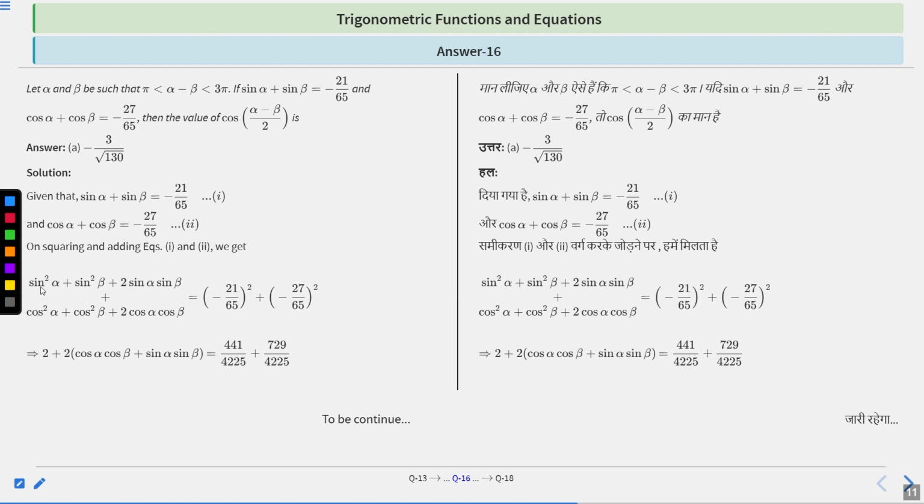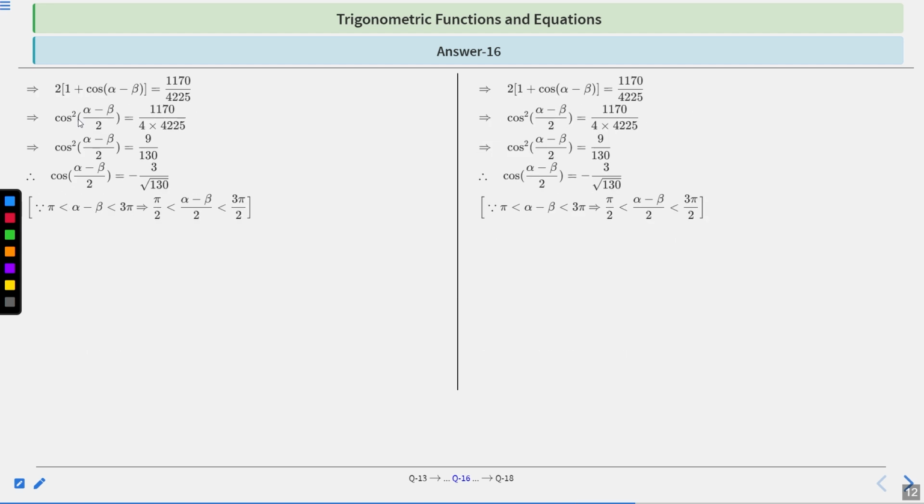Therefore, see, if we add this, sin square alpha plus cos square alpha will be 1, sin square beta plus cos square beta will be 1, plus 1 will be 2. Therefore, 2 plus 2, you can take 2 common, then sin alpha sin beta plus cos alpha cos beta is equal to 441 upon 4225 plus 729 upon 4225. Clear? Now, let's take 2 common. Therefore, 2 into (1 plus cos of (alpha minus beta)). After addition, on the right hand side, you will get 11760 upon 4225.